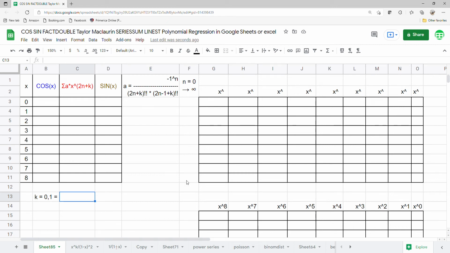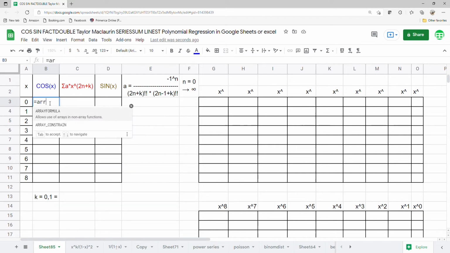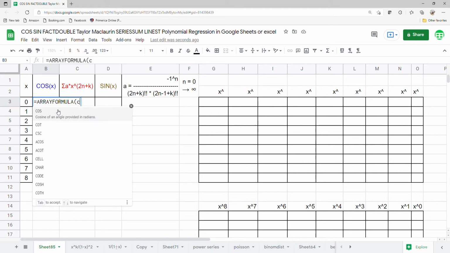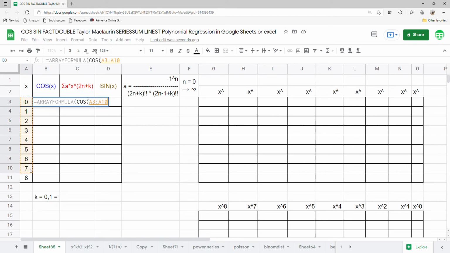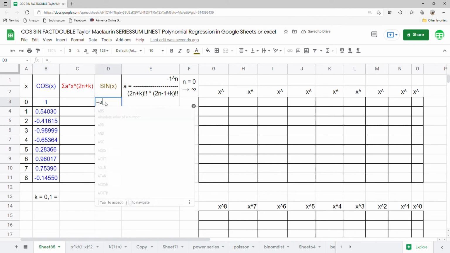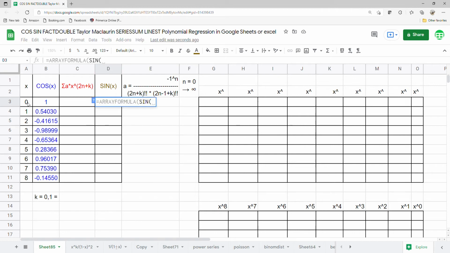In this video, we will generate the cosine dataset, sine dataset, and the Taylor-Maclaurin series sum expansion of both using double factorial. We begin with the cosine dataset. So array formula, cosine of the x values 0 to 8. And the sine function, which is array formula, sine of the x values 0 to 8.